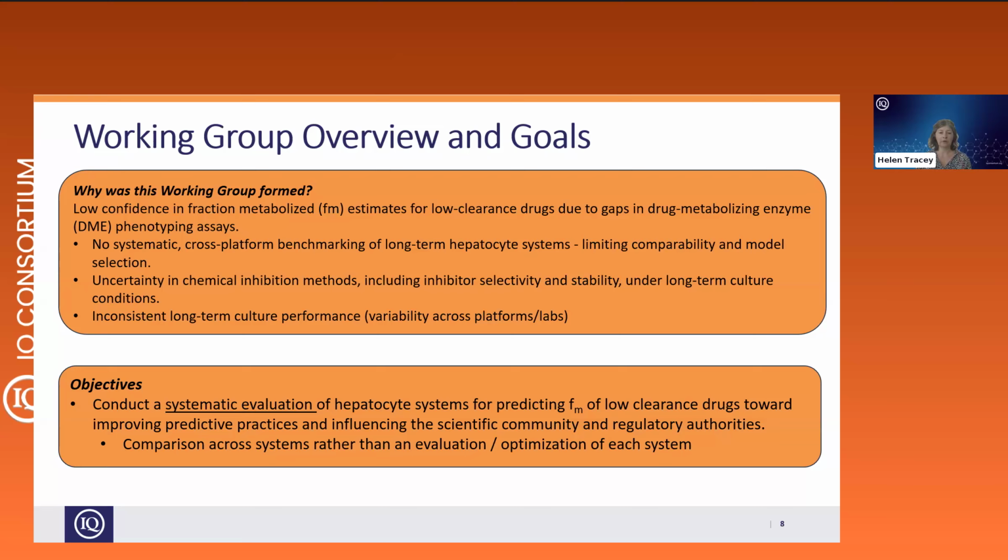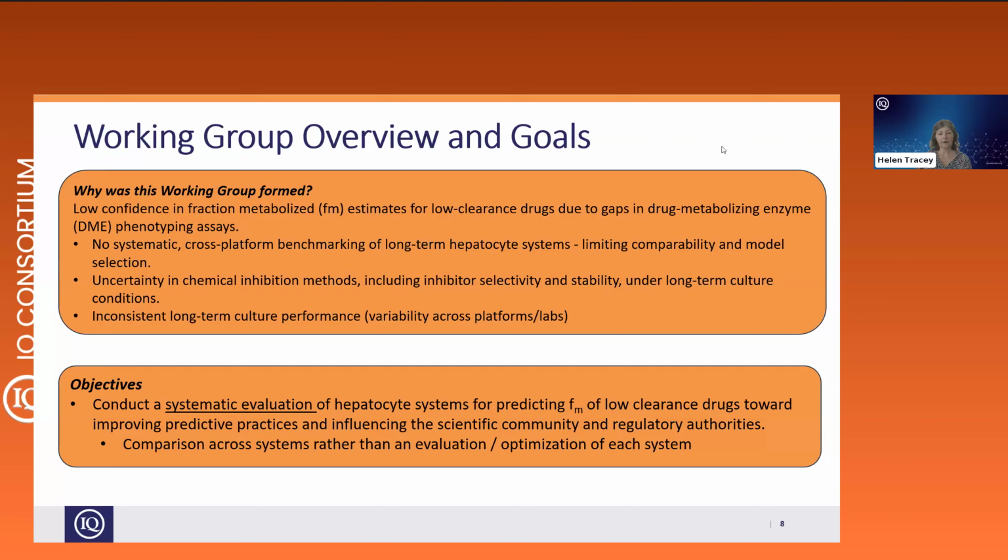But increasingly, small molecule drug candidates are metabolically stable, low turnover compounds, and these short-term incubation systems aren't suitable for detecting their slower metabolism. And this often results in inaccurate measurement of clearance rates and subsequent DDI risk. So long-term hepatocyte systems for measuring clearance and supporting phenotyping of low turnover compounds have been available for a number of years, but they're not well established for DME phenotyping. And this results in a lack of confidence in FM estimates for low clearance compounds.